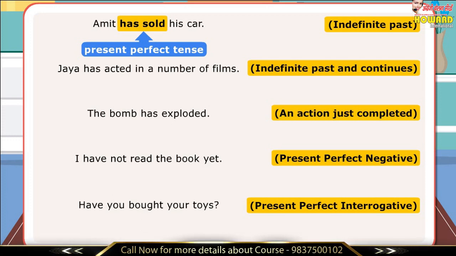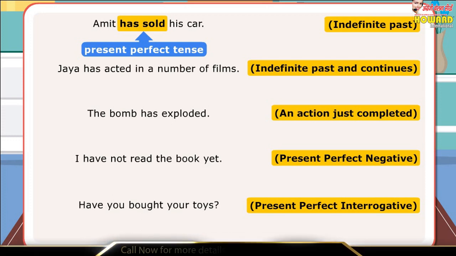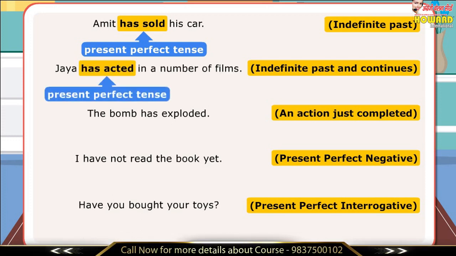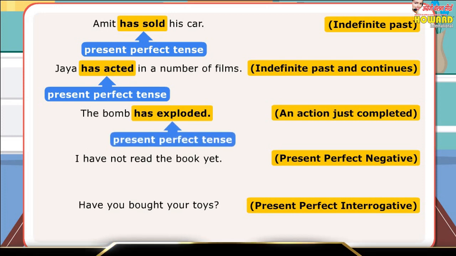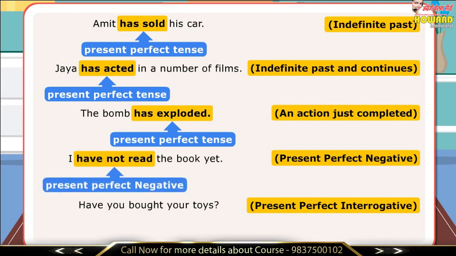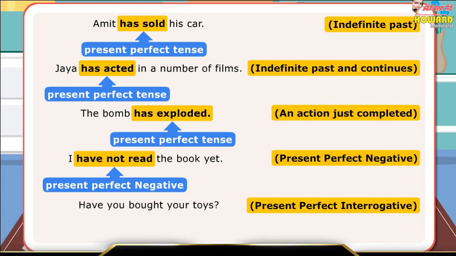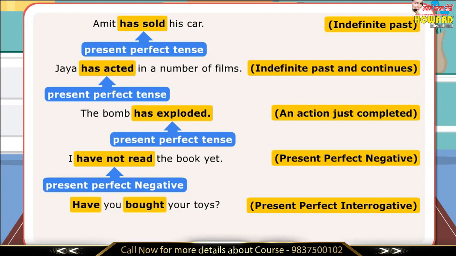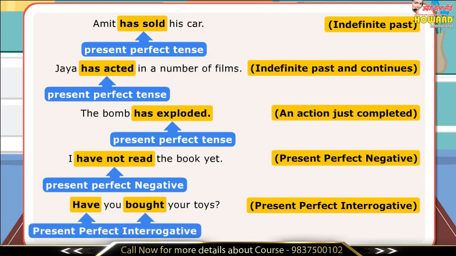In the first sentence, has sold is present perfect tense, which conveys an action that happened in indefinite past or at an unspecified time. In the second sentence, has acted is present perfect tense, which conveys an action that began in an indefinite past and still continues. In the third sentence, has exploded is present perfect tense, which conveys an action just completed. In the fourth sentence, have not read is present perfect negative, as it conveys that the act is incomplete at present. In the fifth sentence, have bought is present perfect interrogative, as it questions if the act is completed at the moment.